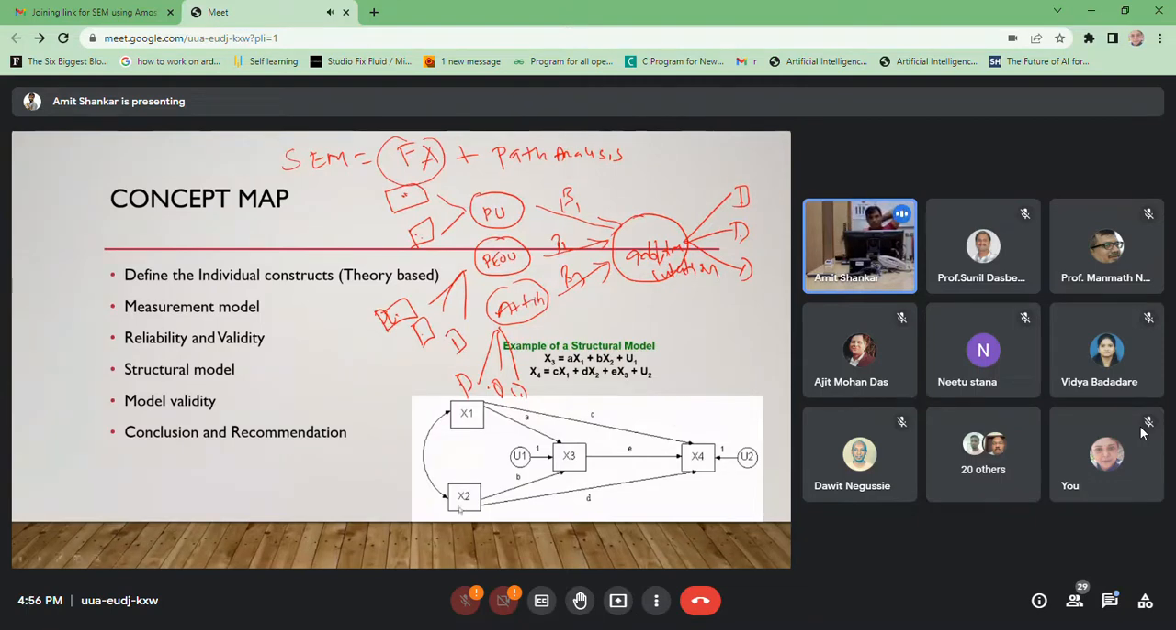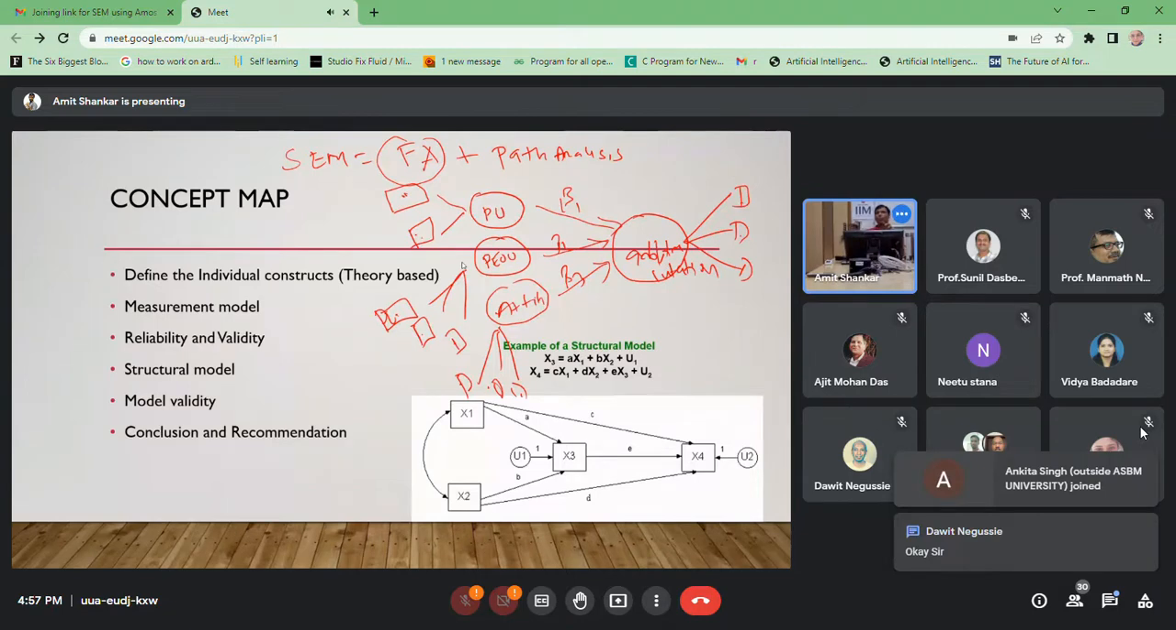What's your question? It's better you unmute yourself and ask. Are our items considered as variables? No, items are not variables, right? That's why they are in different shapes. Latent variables are in round or oval shape, and items are in rectangular shape. So items mean the questions which you are asking, and variables mean the variable you want to measure, right?